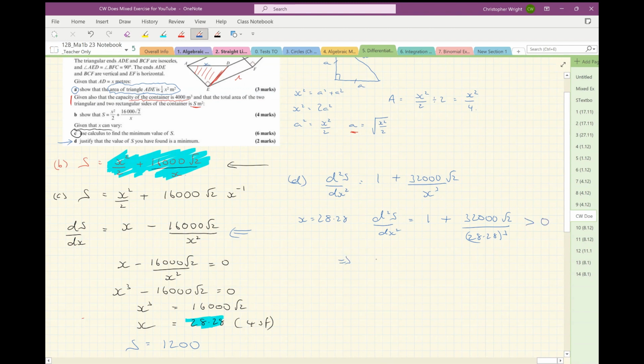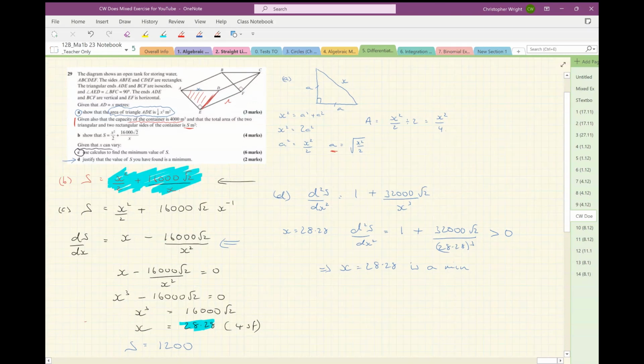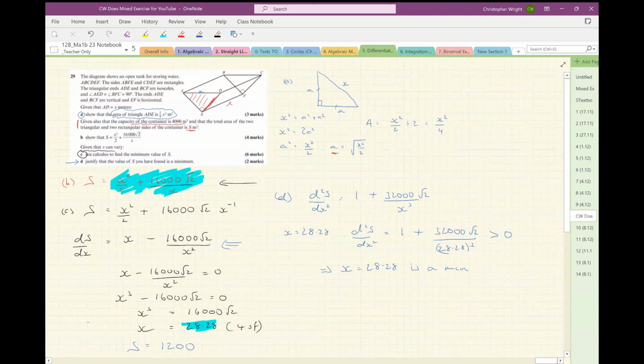So therefore, this x equals 28.28 is a minimum, since the second differential is positive. And that is question 29D done, and that's question 29 done, and that's the whole of the mixed exercise finished. Hurrah for that.